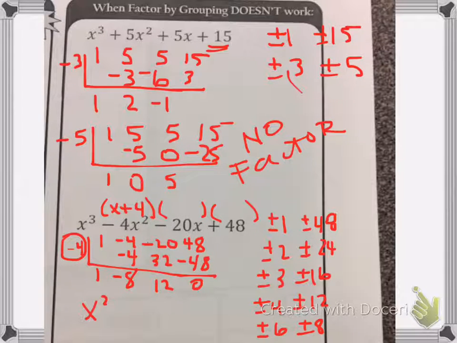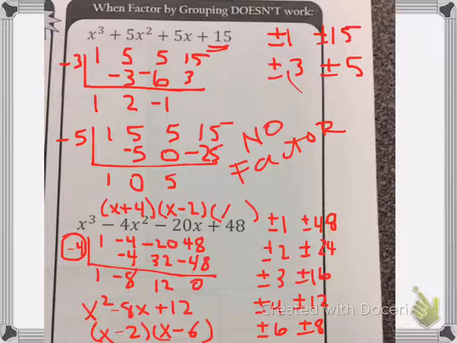Now that I have this, I have a quadratic left that I'm going to see if I can factor in order to make that work. So find two numbers that will multiply to 12 and add to -8. That would be a -6 and a -2. So I have x minus 2 and x minus 6 for my other two factors.